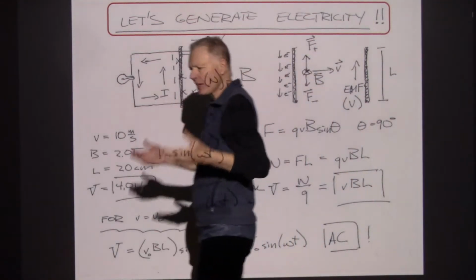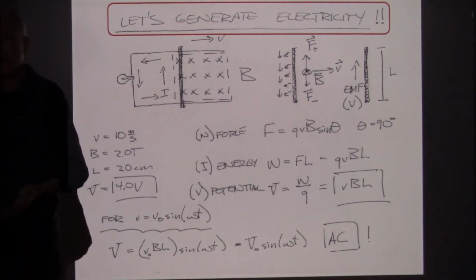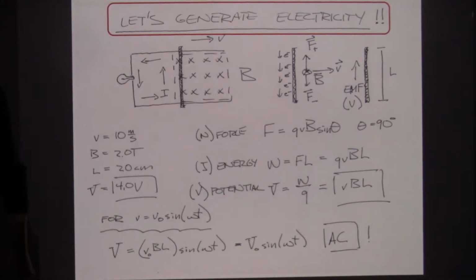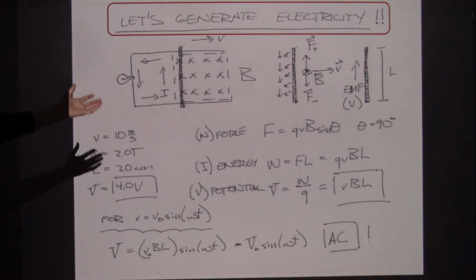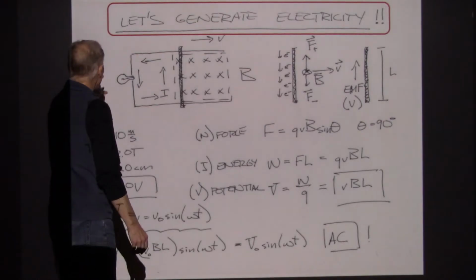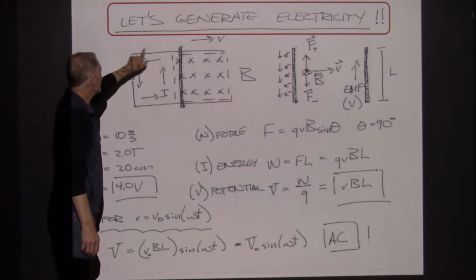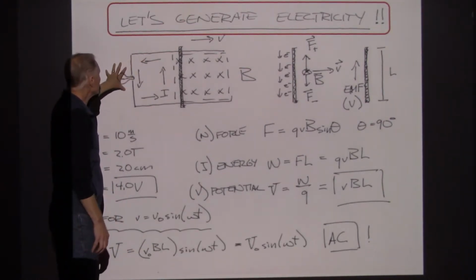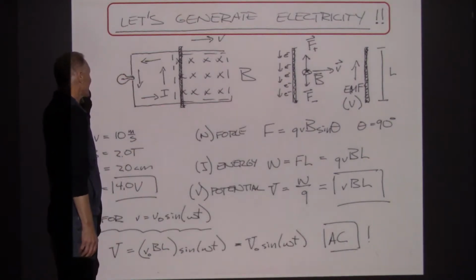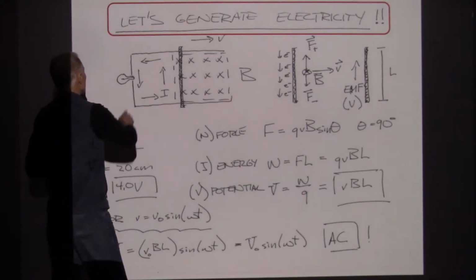Now, I tried to think of the simplest approach. What would be the simplest way to demonstrate how electricity gets generated? And here it is. See what you guys think. So here's my light bulb. I want to generate an electric current that runs through this circuit that I have set up. So what I'm going to do is this.